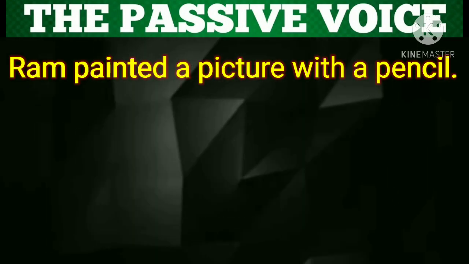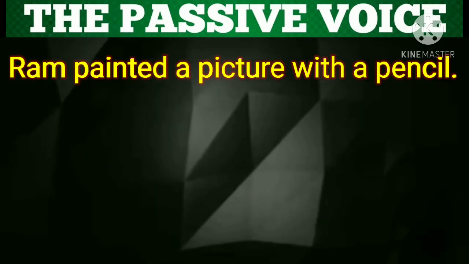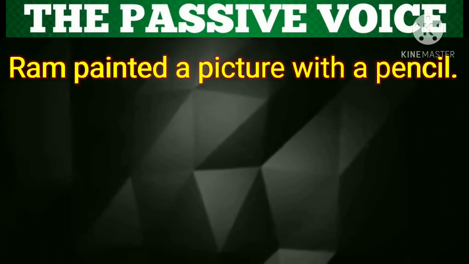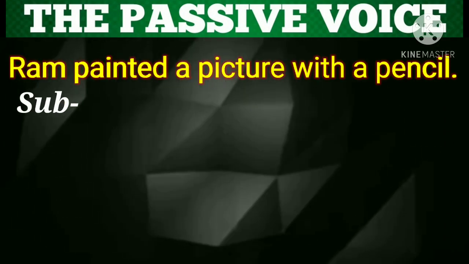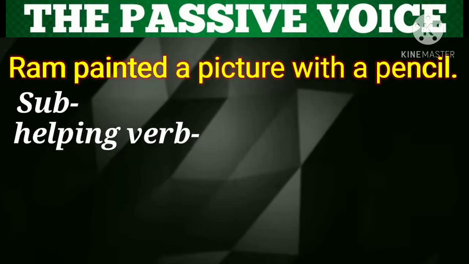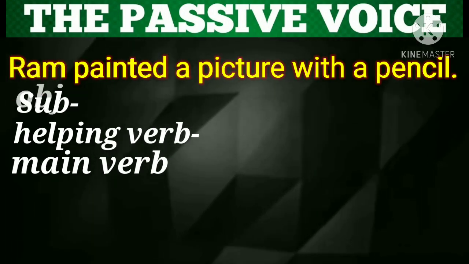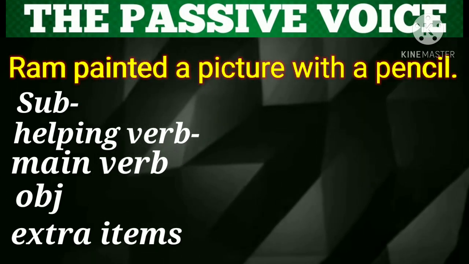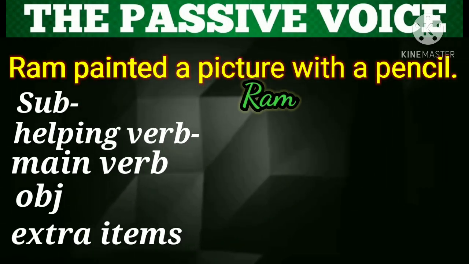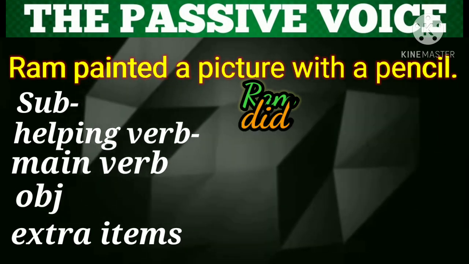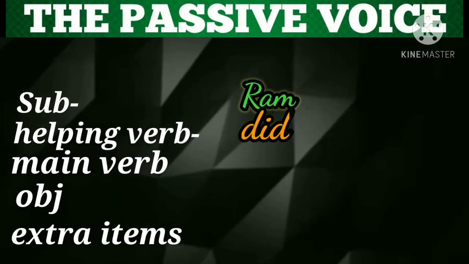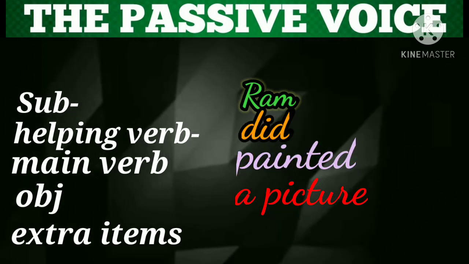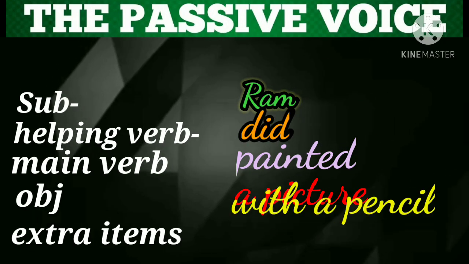To turn the sentence into passive, first of all, we have to find out 5 things from the sentence. They are subject, helping verb, main verb, object and the extra items. In this sentence, the subject is Ramesh, the helping verb is did, the main verb is paint, the object is a picture and the extra item is with a pencil.